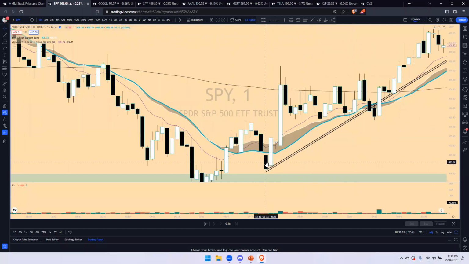This one was a little hard to hold probably, but as soon as you see this SMA cross, you would get in long. As you can see though, you would have to help with this, but you would have enjoyed this huge candle here.